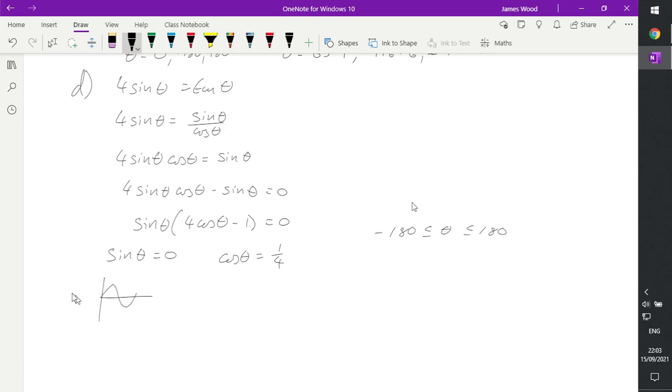Sine theta equals 0. It's 0, 180, and minus 180. For the cos part of it, inverse cos of 0.25. 75.5 is my first answer. I could do 360 minus that, but that's going to be too big. So I could do plus or minus 360 from there, but I think those are all going to be too big or outside my range. Yes. So my answers are these ones and just this one here.